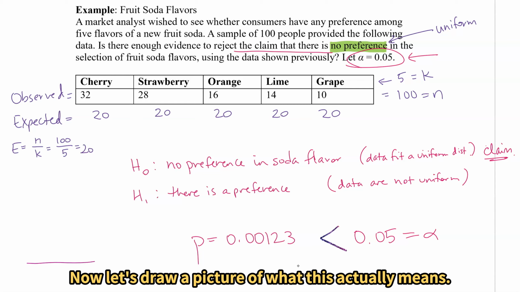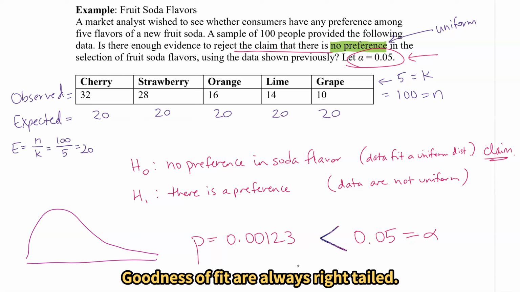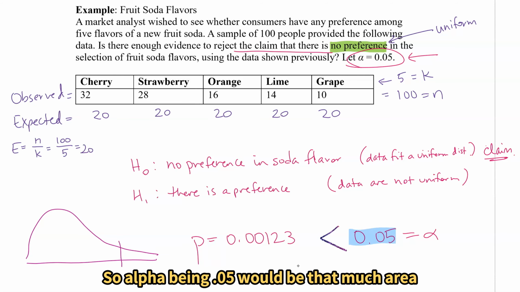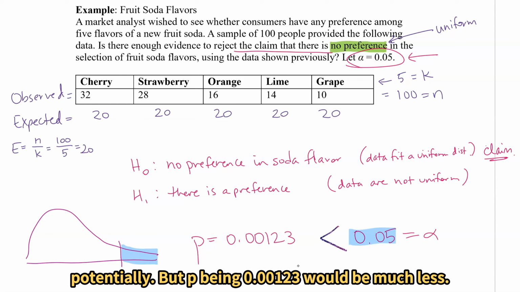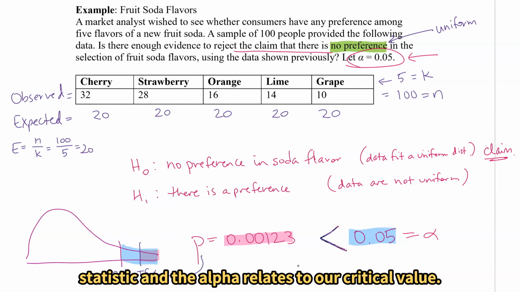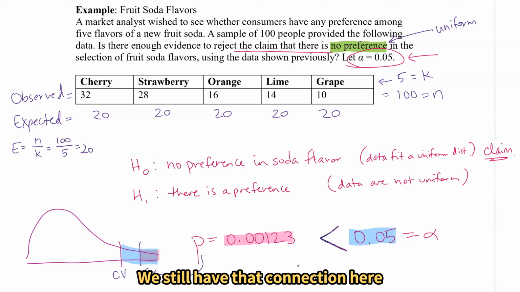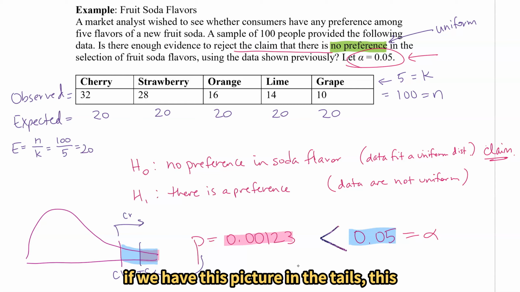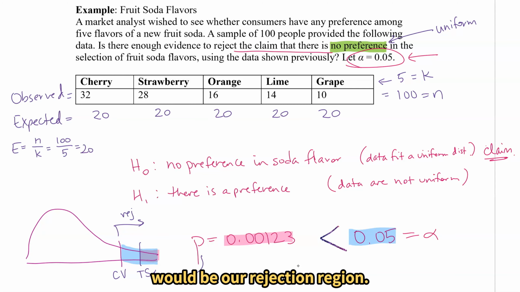Now let's draw a picture of what this actually means. I have a chi-square distribution. Goodness of fit tests are always right-tailed. So alpha being 0.05 would be that much area, potentially. But p being 0.00123 would be much less. And so here we would have our critical value and our test statistic. So the p-value, remember, relates to our test statistic, and the alpha relates to our critical value. We still have that connection here in these hypothesis tests that we're doing. Also remember that if we have this picture, in the tails, this critical value to the right would be our rejection region. And notice our test statistic is inside that rejection region, so we would reject the null.